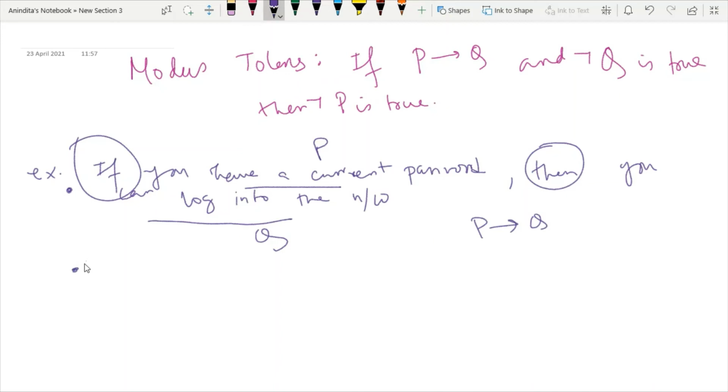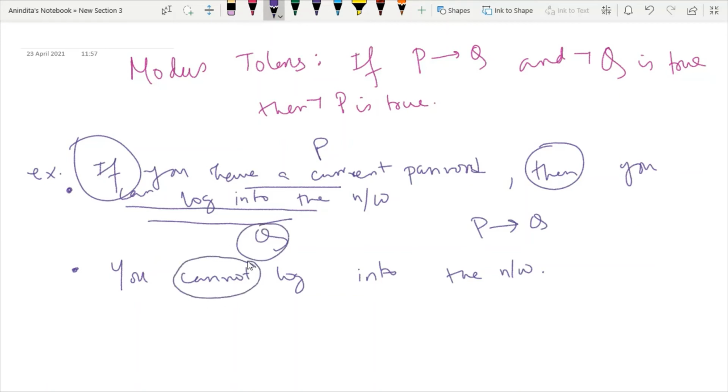Now the second information is you cannot log into the network. You can log into the network is represented by Q. Here we have you cannot log into the network, so for cannot I will use a not operator, and for the rest of the statement I will use Q. So you cannot log into the network will be not Q. These are the two pieces of information gathered from the environment. So we have P implies Q and not Q.